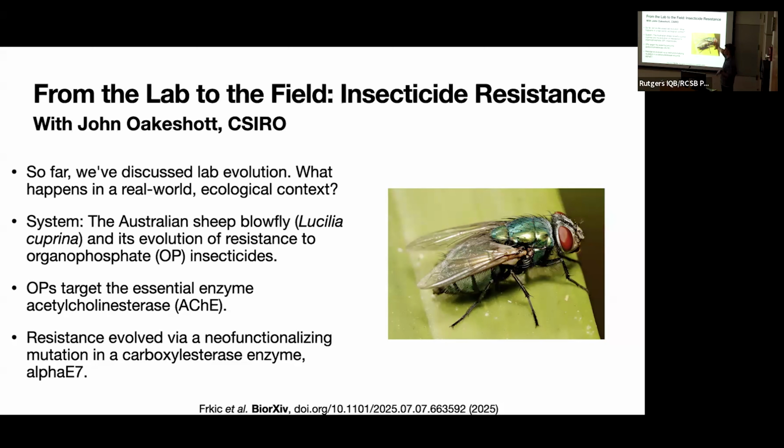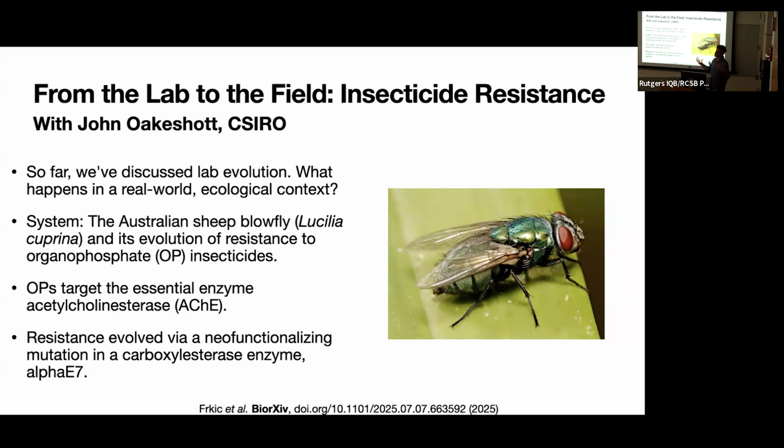So this is the Australian sheep blowfly, Lucilia caprina. While it evolved, organophosphate insecticides were introduced in the 1960s. Within about 7 years, people had noticed insecticide-resistant flies, and they could tell that the flies were actually breaking down the insecticide. So some sort of catalytic resistance had evolved. So that's really interesting. So we wanted to try to understand what was this neo-functionalization mutation.